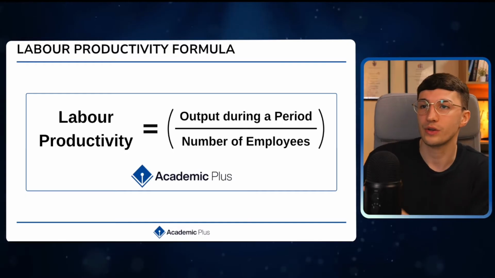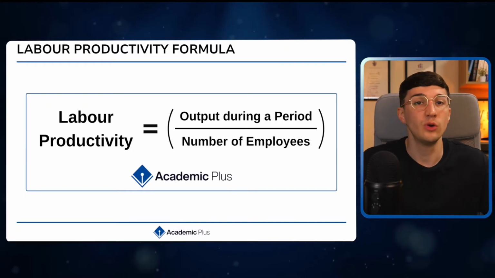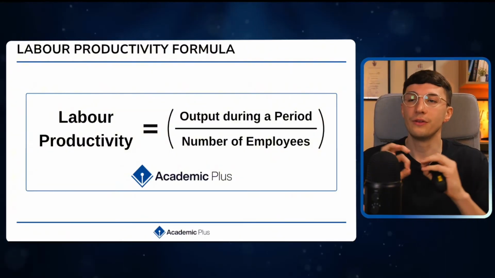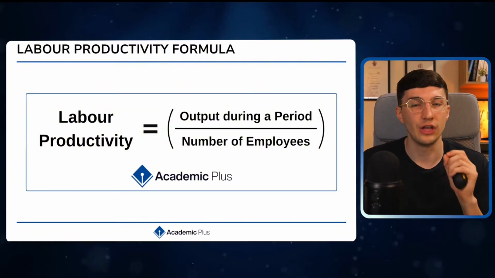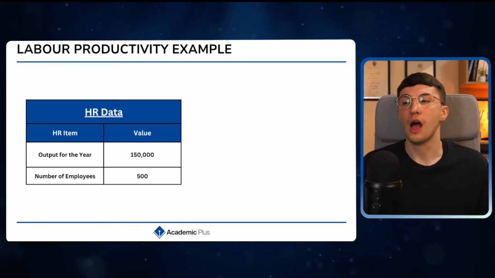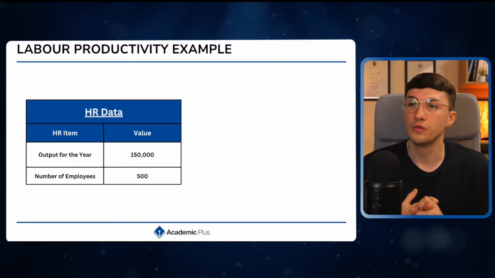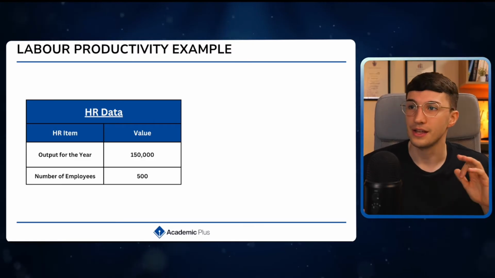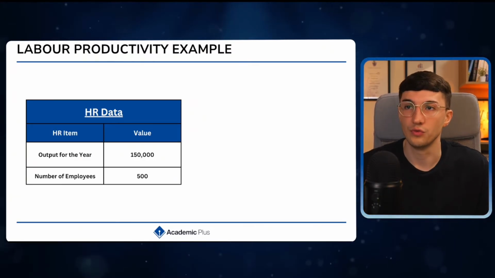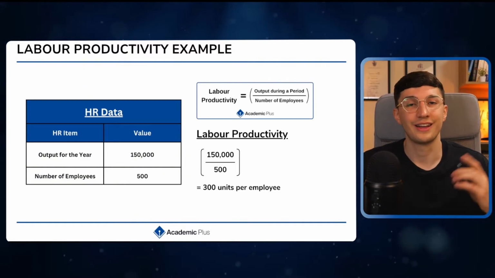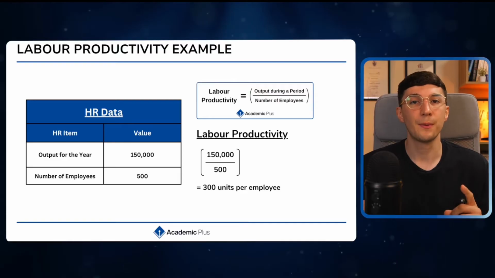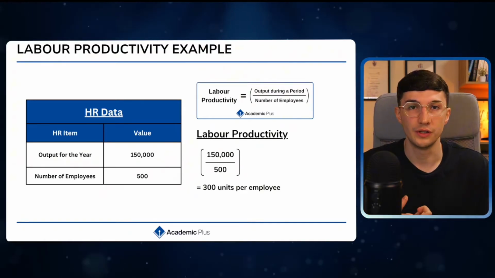And the way we calculate this is that we take the output during a period of time, could be a week, could be a month, could be a year, and divide that by the number of employees in that period. For example, let's say we have this data. Across that year, we produced 150,000 units as a business, and the number of employees working on producing this was 500. All we would do is take the 150,000 divided by 500, which would give me a labour productivity of 300 units per employee.